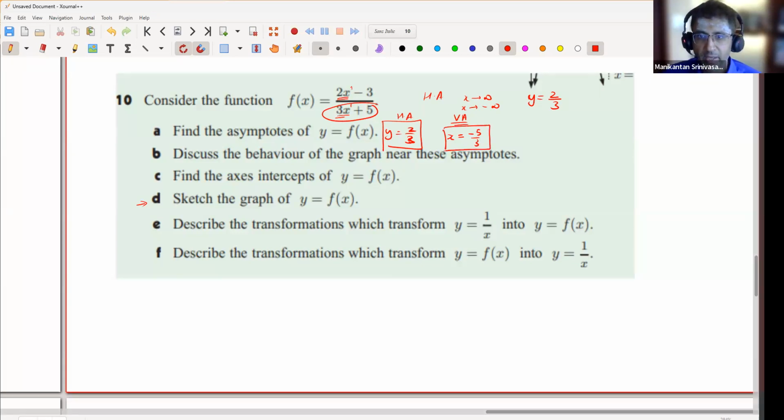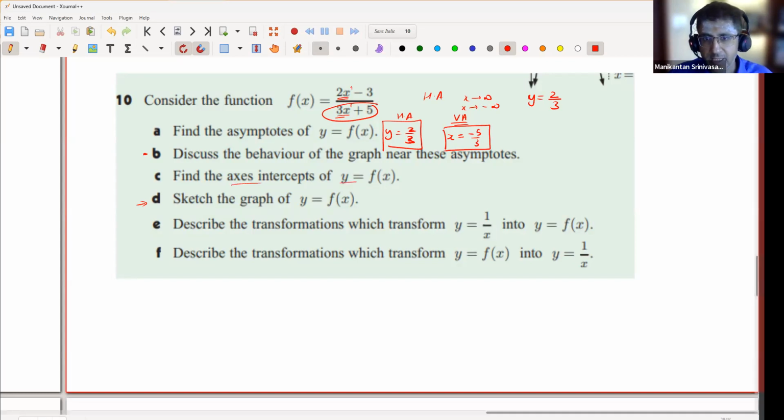Okay, discuss the behavior of the graph near the asymptotes. Which means, is it heading towards positive infinity or towards negative infinity with respect to the vertical asymptote? And with respect to the horizontal asymptote, you'll have to say, is it approaching 2 by 3 from below or from above? That's the question, right? So we'll come to B as we sketch part D; we'll be able to discuss part B also.